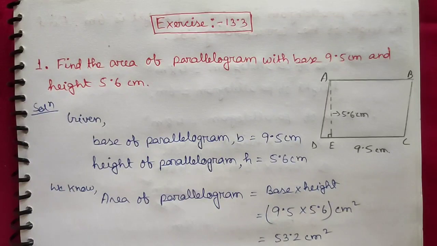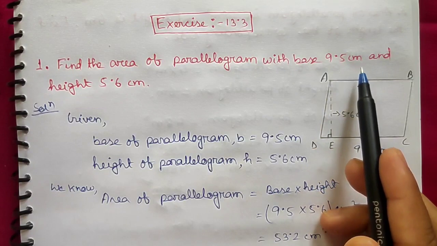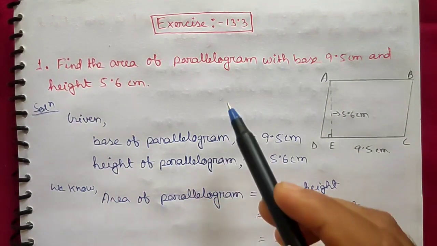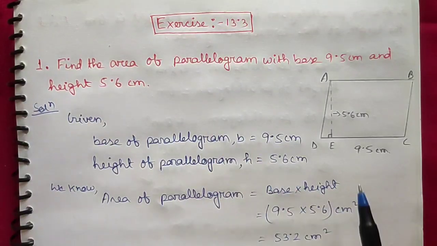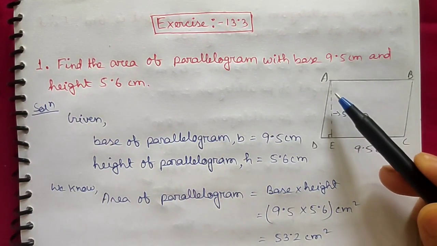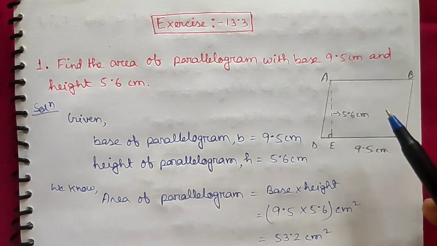So now let us start with the first question of exercise 13.1, which is find the area of parallelogram with base 9.5 centimeter and height 5.6 centimeter. In this question, what is given? We have a parallelogram which has base 9.5 centimeter and height 5.6 centimeter. And what we have to find? We have to find the area of this parallelogram.